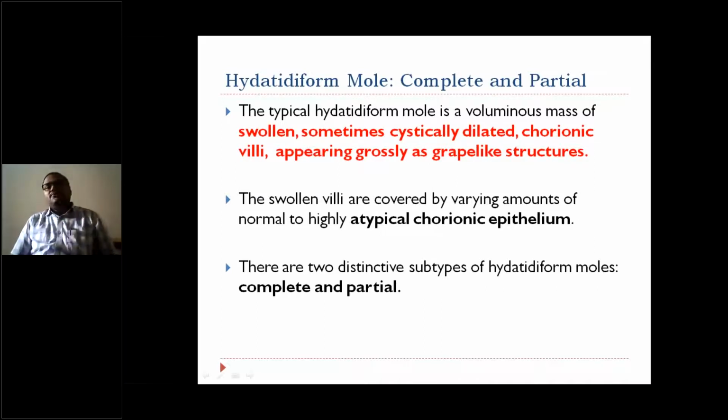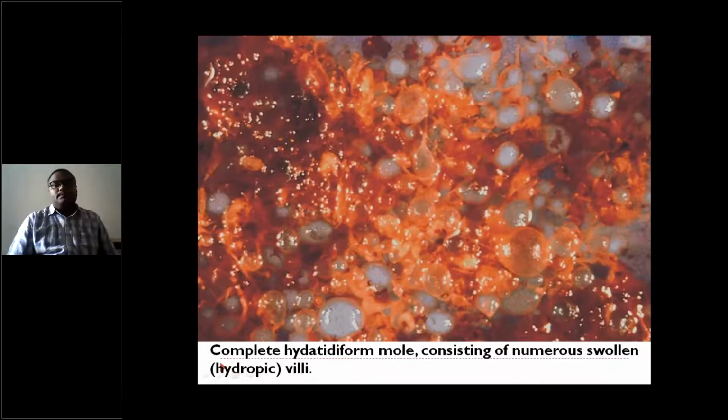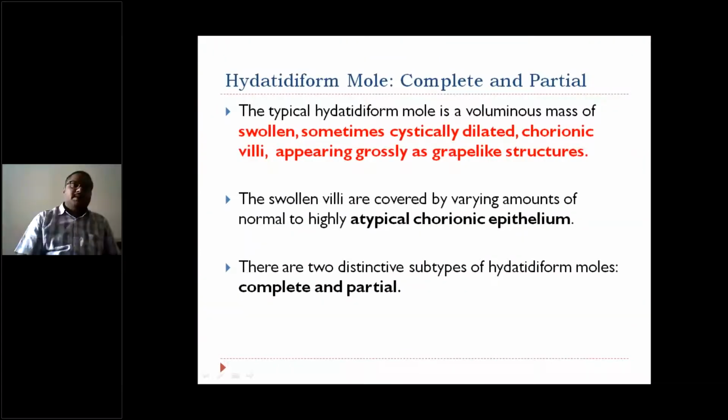The typical Hydatidiform mole is a voluminous mass of swollen, sometimes cystically dilated villi. In the picture you can see numerous swollen villi appearing like grapes. This is how the complete Hydatidiform mole looks grossly. Hydatidiform mole is divided into complete and partial. The complete mole has cystically dilated chorionic villi, grossly grape-like structures, with swollen villi covered by varying amounts of normal to highly atypical chorionic epithelium.